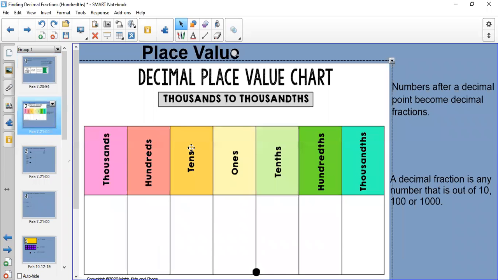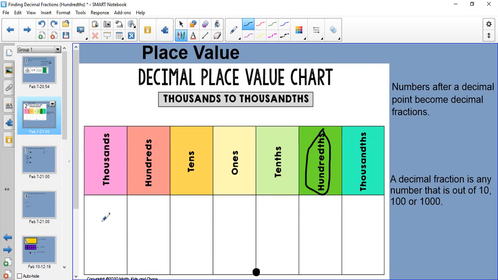Okay, looking at our place value chart again, we were obviously looking at tenths. Now we are looking at hundredths, okay? So, for example, if I had 1,245.13, we're looking at the hundredths column today. Remember, I've already said that a decimal fraction can be out of 10, 100, or 1,000. We've done 10, so we can tick that off. Now we're looking at 100.